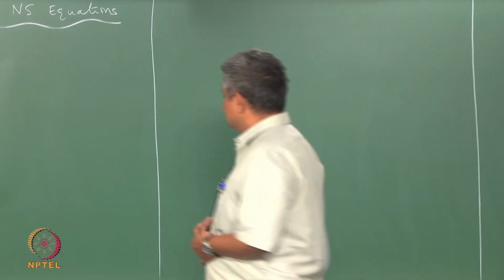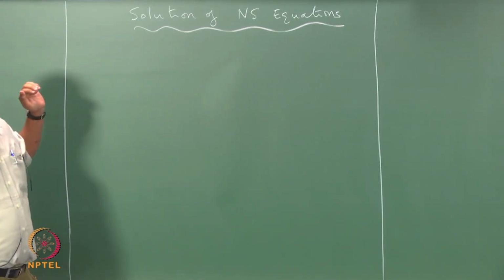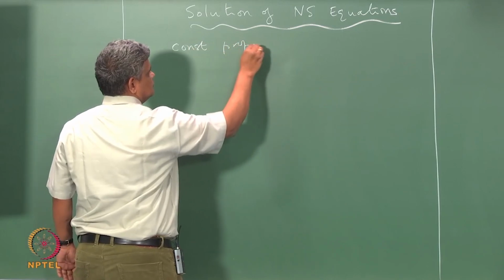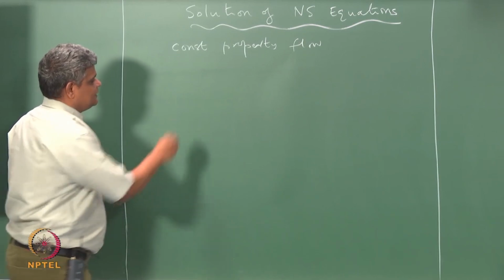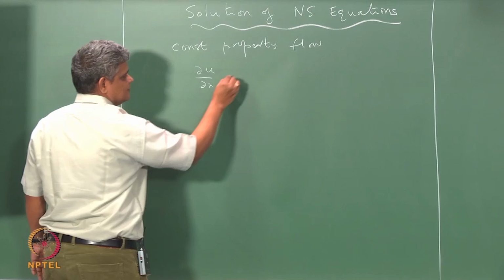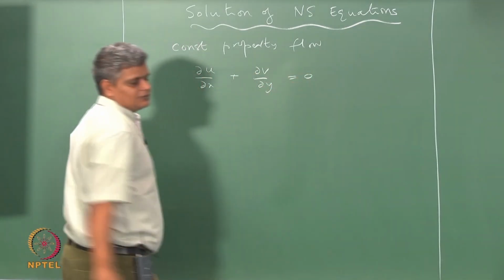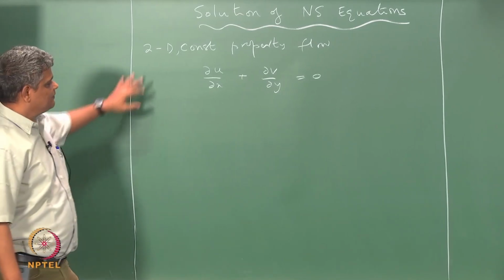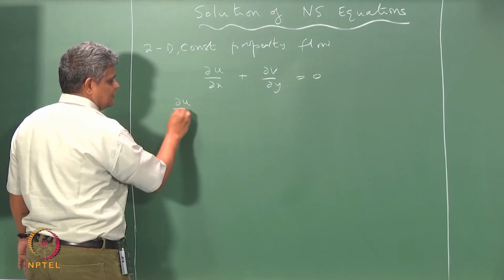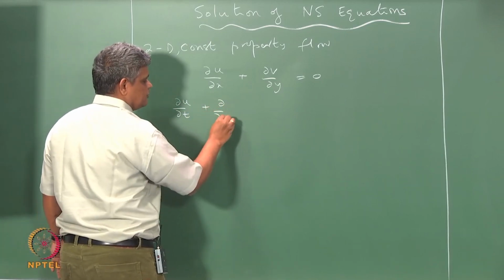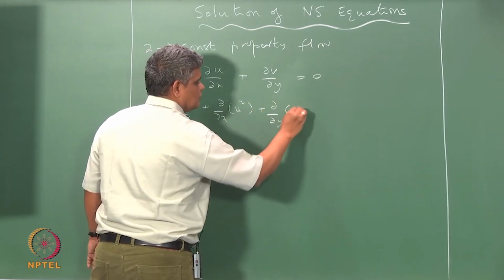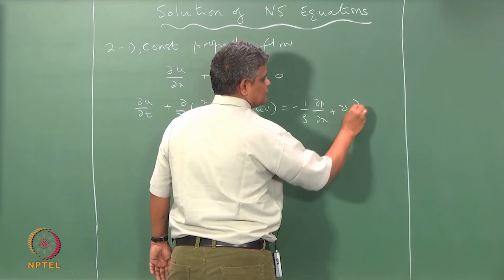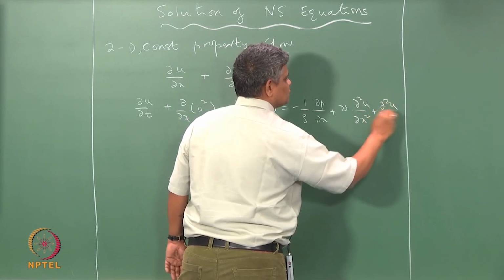So, what we are looking at is Navier-Stokes equations, and these equations for the simplest case of constant property flow we can write as the continuity equation: dou u by dou x plus dou v by dou y equal to 0. And let us also consider a 2D flow, two-dimensional flow, so that we have fewer equations to write. And we also have the x momentum equation as dou u by dou t plus dou by dou x of u square plus dou by dou y of uv equal to minus 1 by rho dou p by dou x plus nu times dou square u by dou x square and dou square u by dou y square.